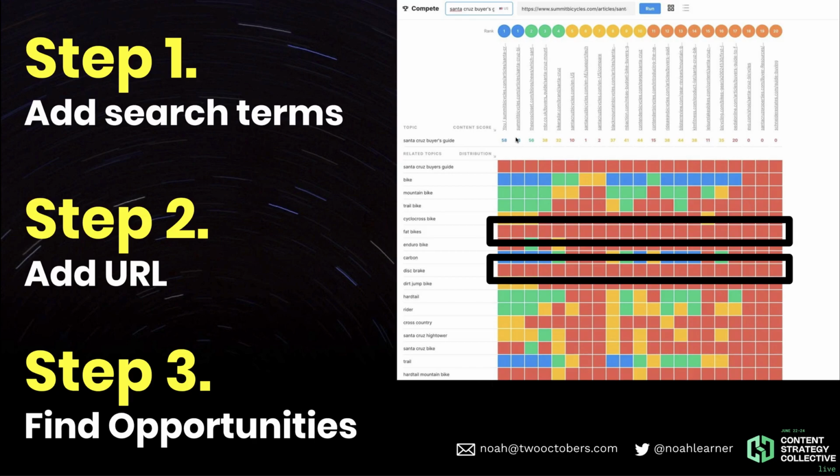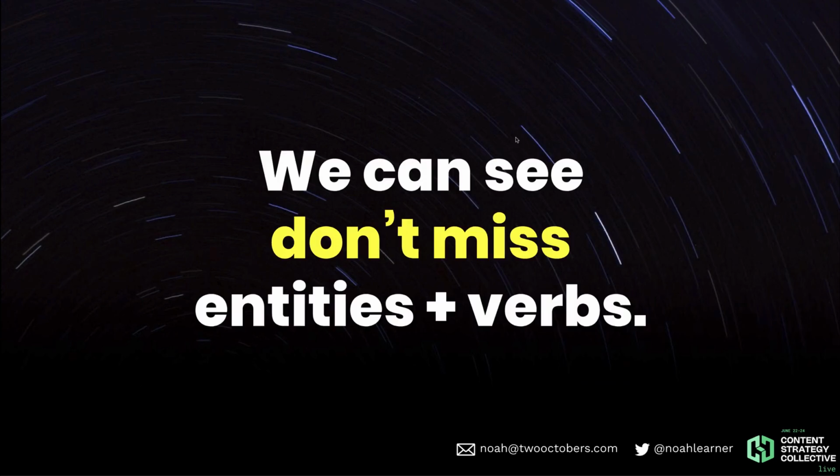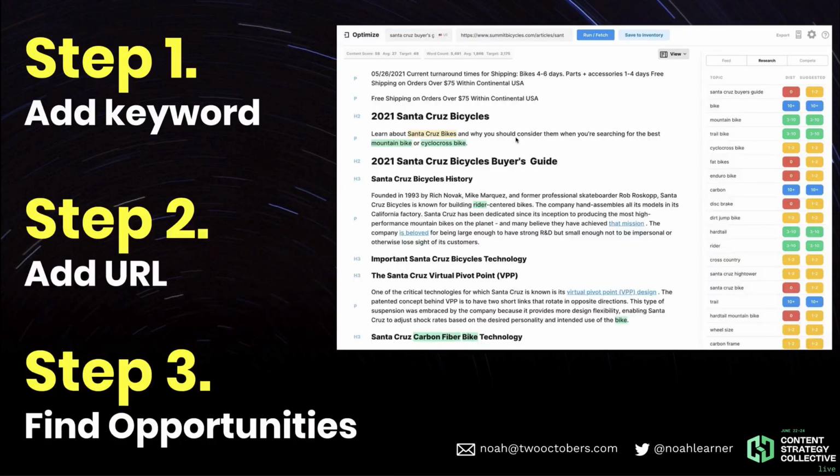And then as I look down below, I can see different colors. Any of those rows that are completely red are ones wherein none of the competition is focusing on that particular term. And there are opportunities for us to be more and more relevant by adding them to our content. I love this page. I think it's crazy powerful. It's showing us all the really important entities and verbs that we would want to focus on, right?